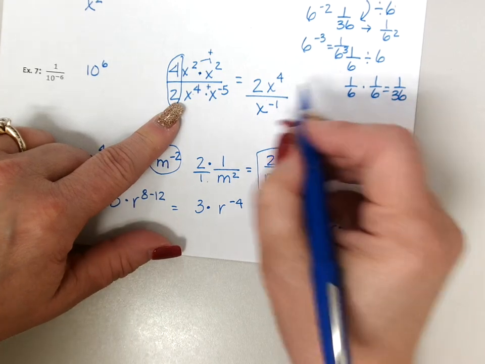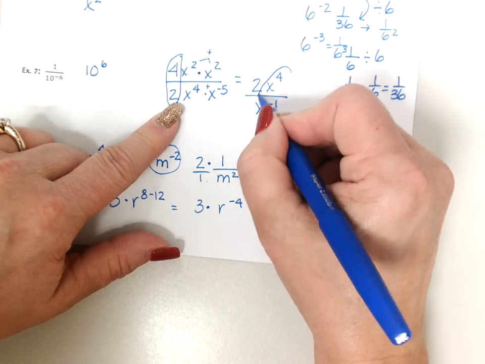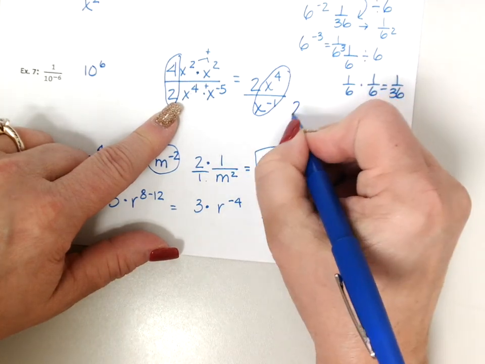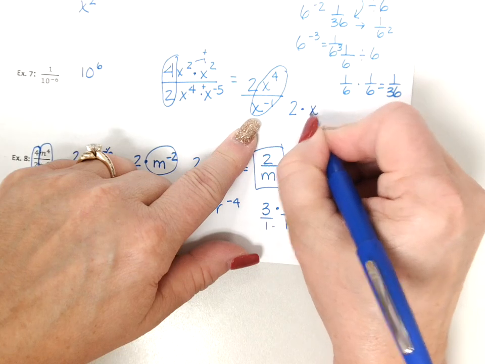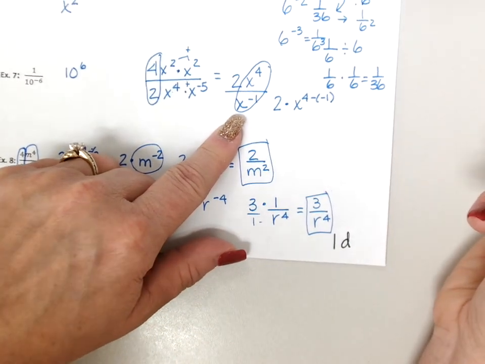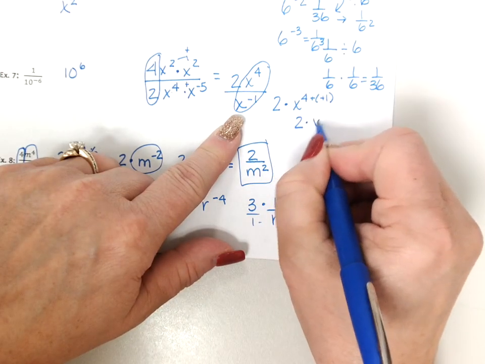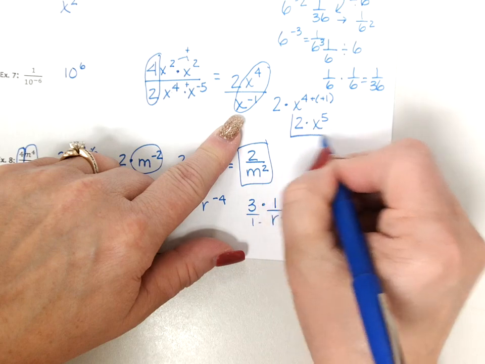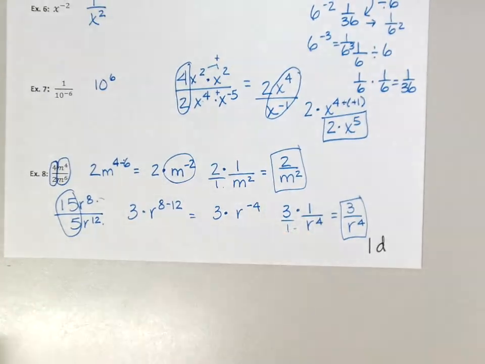Okay? This part is a division, all right? Just the x part. That is a division. So now I have 2 times what? 4 minus negative 1. Use your calculator if you have to, or keep change. So now I have 2 times x to the 5th. So some of these can get kind of crazy. You just have to make sure you take your time with them.